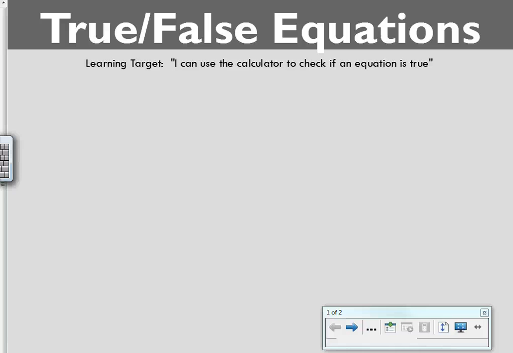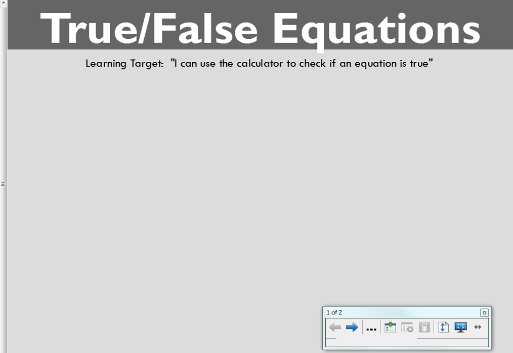Welcome, Algebra, to your very first screencast, and the topic that we're going to start with is true and false equations. We start with that because it helps you get to know your calculator a little bit. If you were in boot camp, you did a little bit of this, so you're pretty good at it. But you might not have taken notes the way I wanted you to take notes, so we're going to do some Cornell notes on this. I've already explained that to you in class.